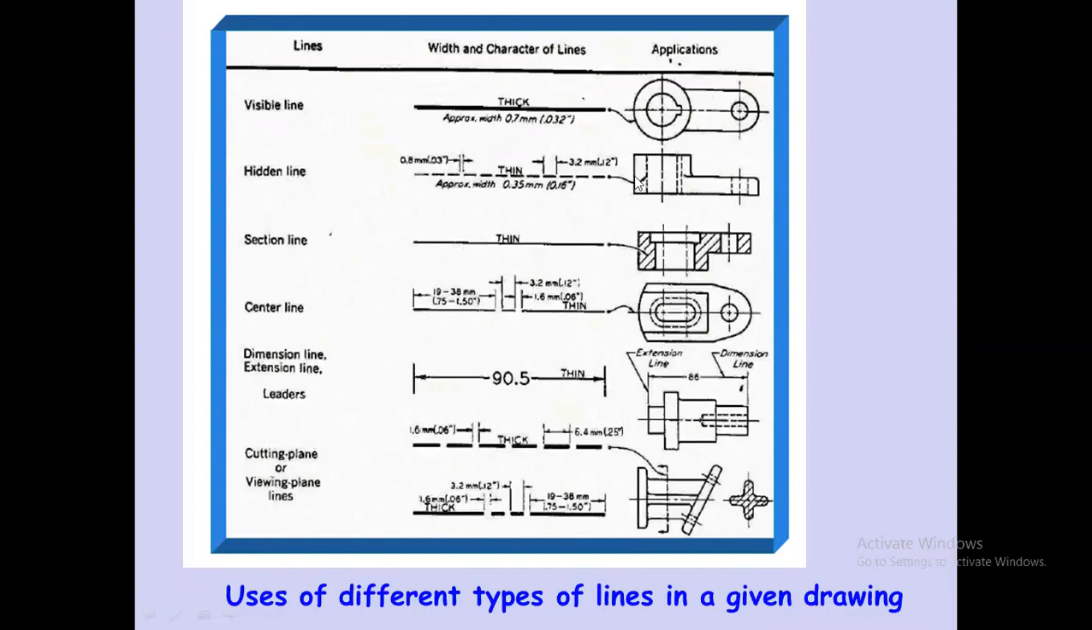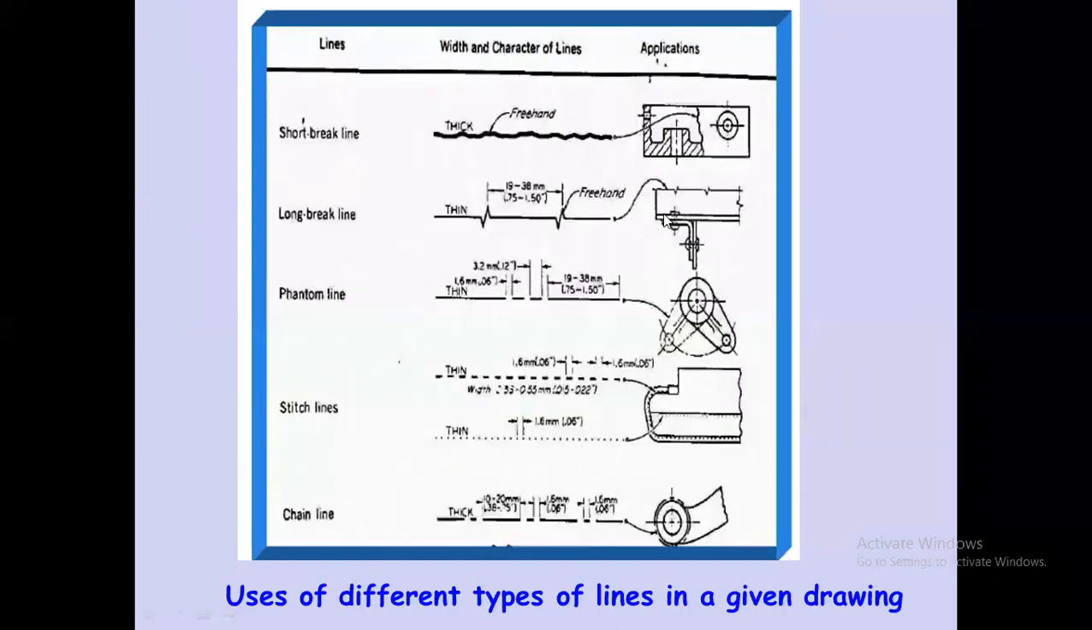At dimensioning, here we are using these lines. This is one engineering part. It may be a top view or front view, and in those we are using hatching. Yes, these are other types of lines with their characteristics and applications. It's a chain line, stitching line, short break line, long break line, phantom line.